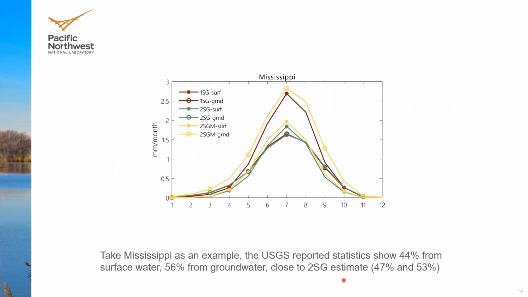Taking one basin as an example, we did a Mississippi comparison for these 3 scenarios, and we see that the two-way coupled actually better matches the USGS report statistics with the fraction of the surface and groundwater sources in terms of the irrigation withdrawal.